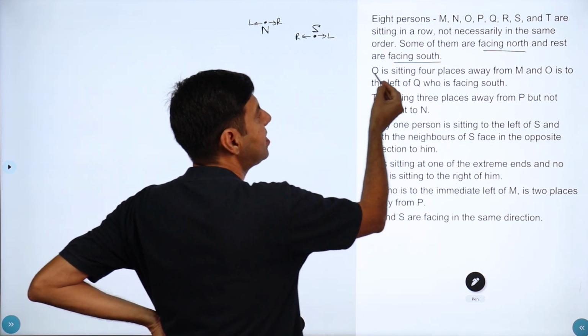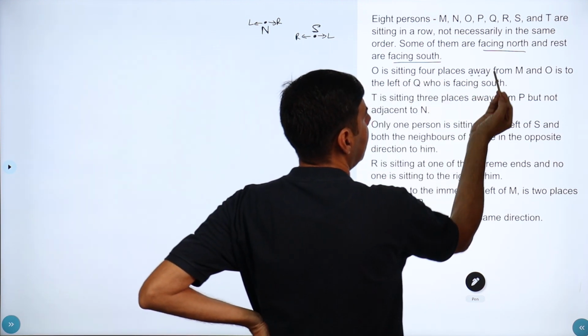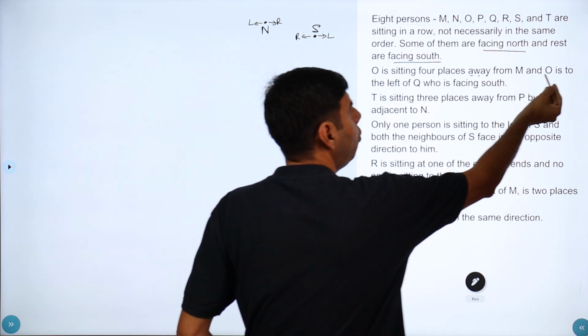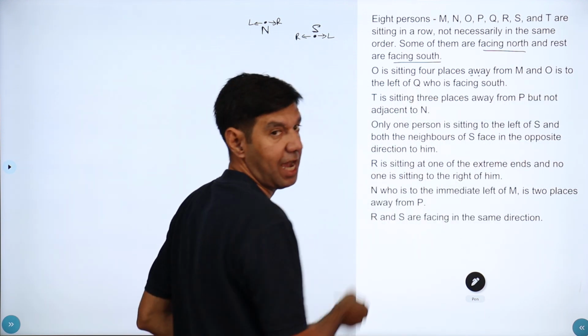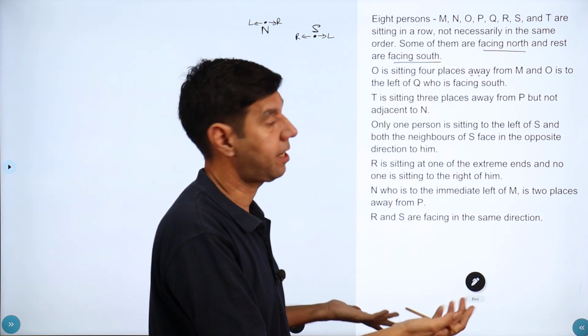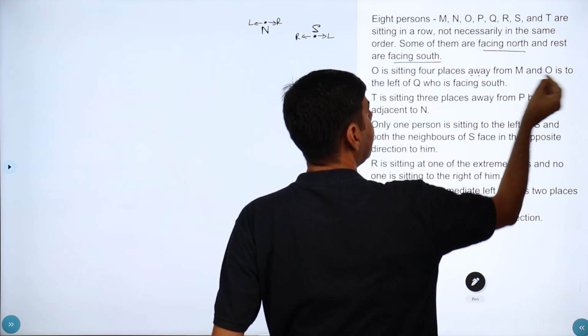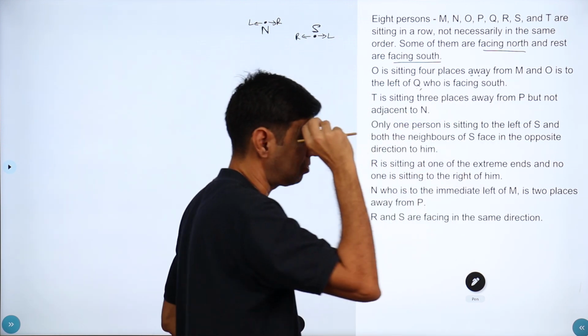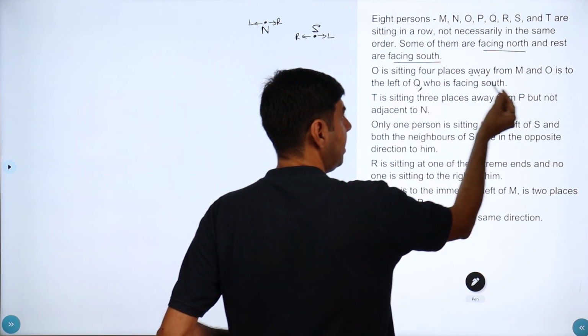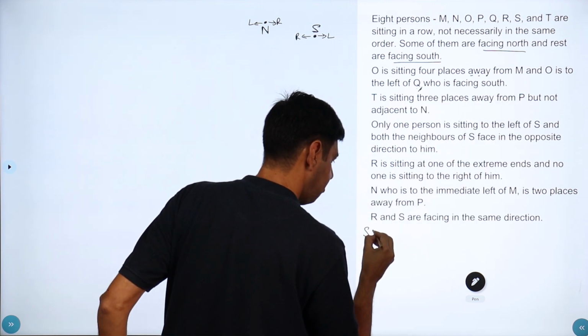Now O is sitting 4 places away, I don't know right or left, from M. And O is to the left of Q. Be careful with left, right when people are facing different directions. You don't know where Q is facing, so we'll treat Q as facing south. Okay, so this is comfortable. I have got an absolute direction here. So I'll start making a note of the direction.